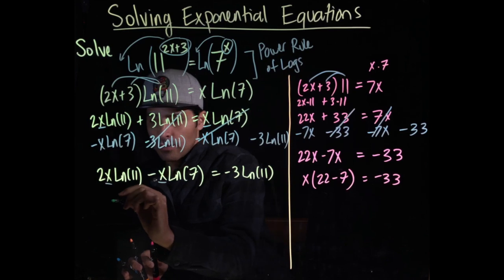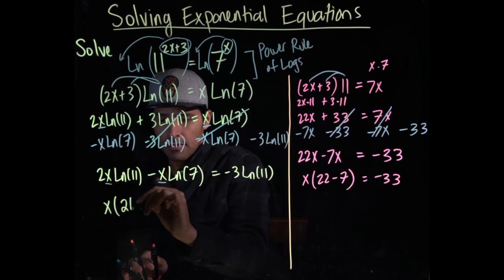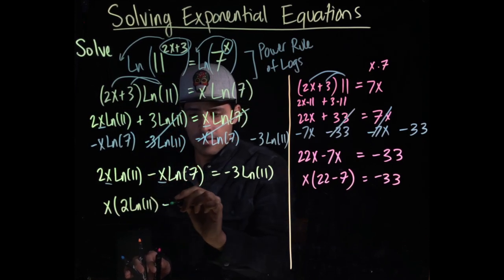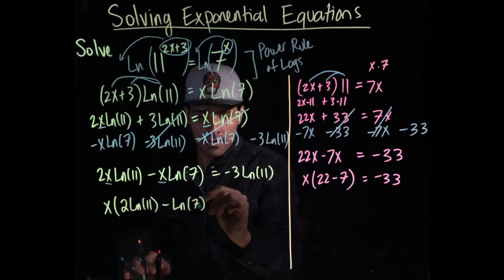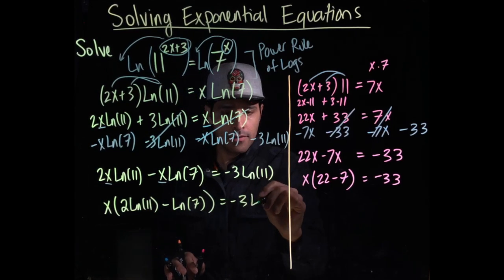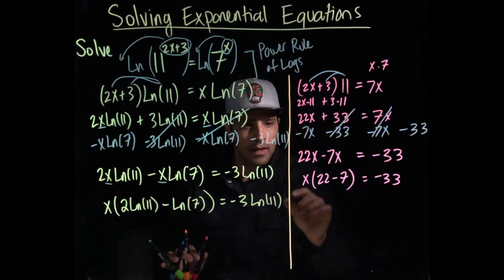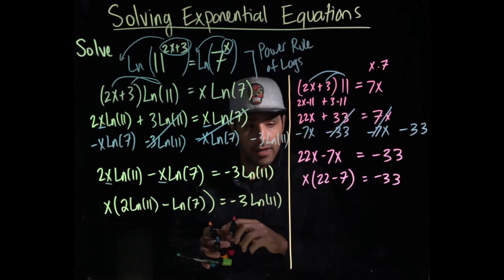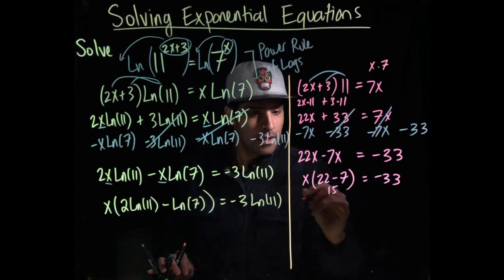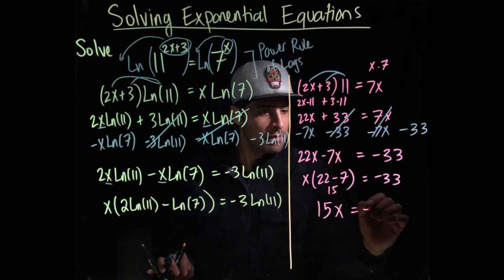So when you factor out the x, you end up with 2 times ln of 11, and then minus ln of 7, like this. And then on this side, we just have our negative 3 ln of 11. Okay, now let's move on with this side here. Like I said, here you would actually subtract and get the 15 times the x, so you would get 15x equaling minus 33.